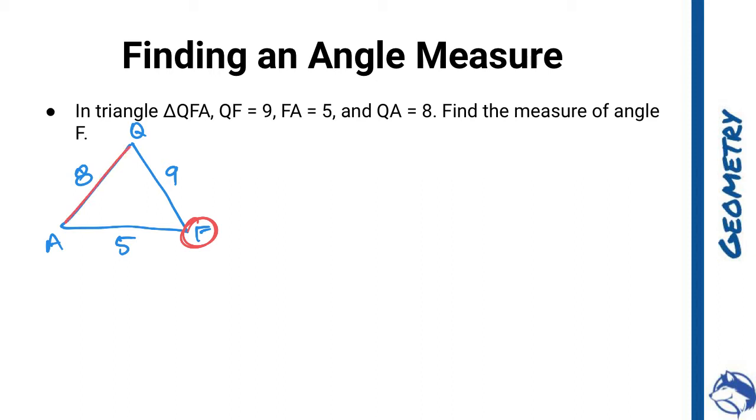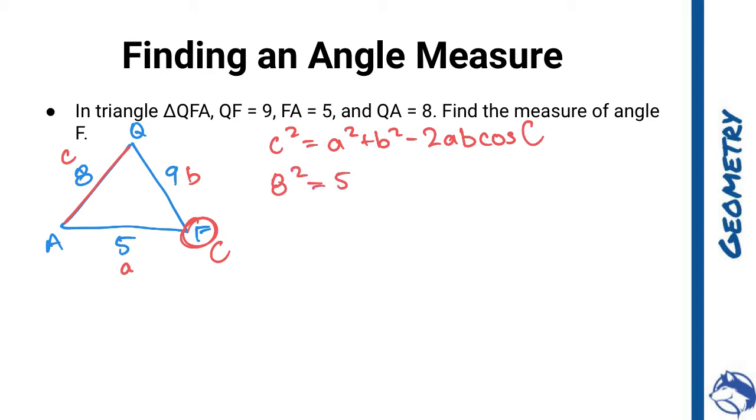So what that means is my 8 is going to be my C. And then I just like to label the other two A and B. I always like to use C squared is equal to A squared plus B squared minus 2AB cosine of big C. And this is going to be my big C right there, my angle. So 8 squared is equal to 5 squared plus 9 squared minus 2 times 5 times 9 times the cosine of the angle that I have no idea what it is yet.